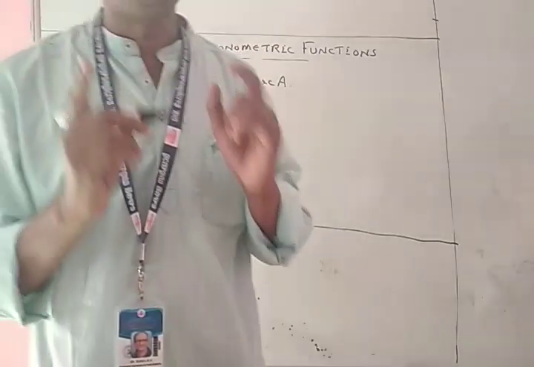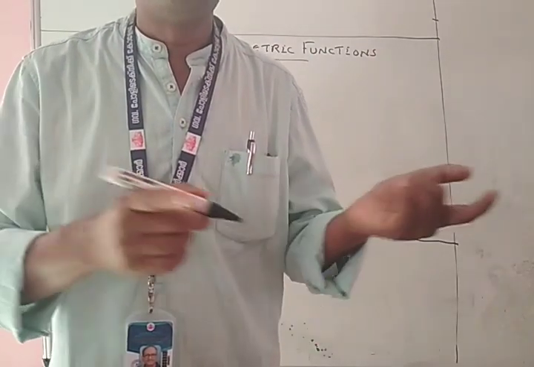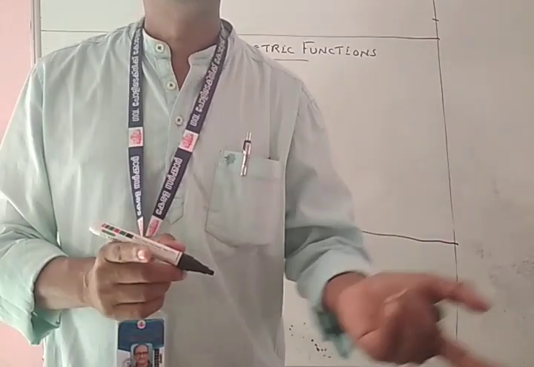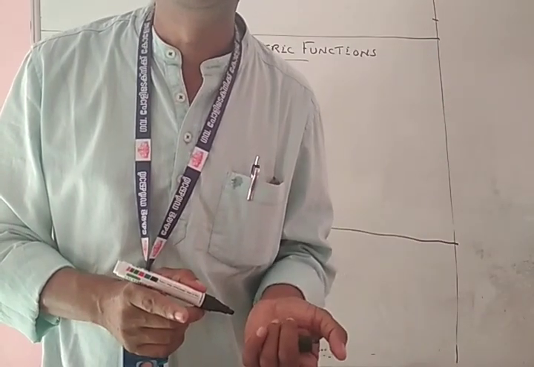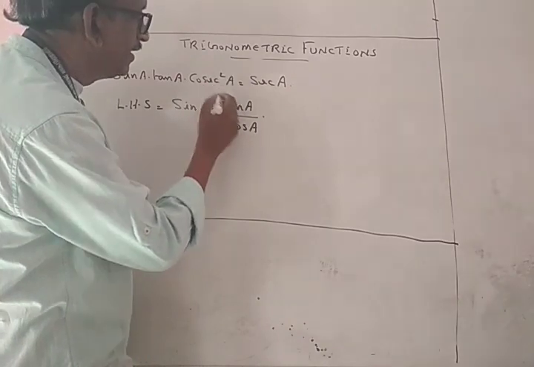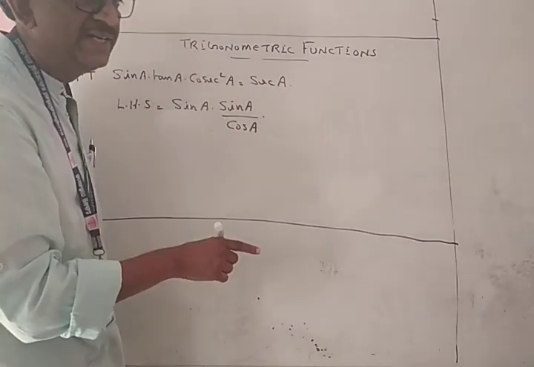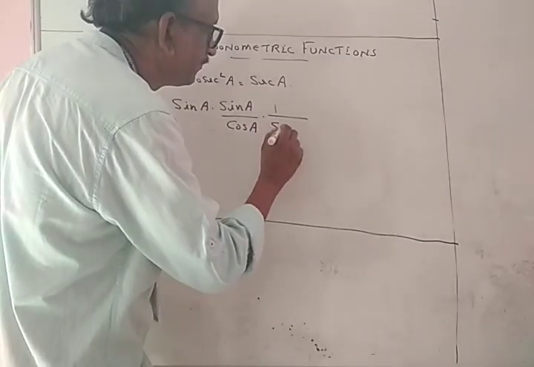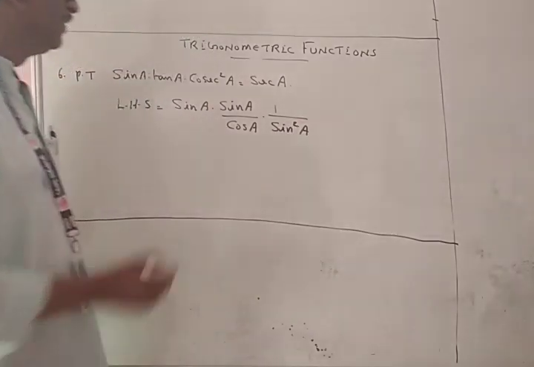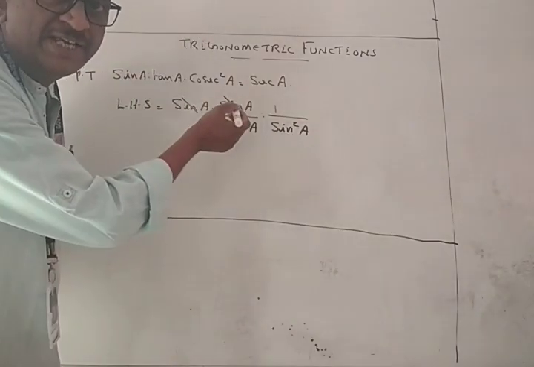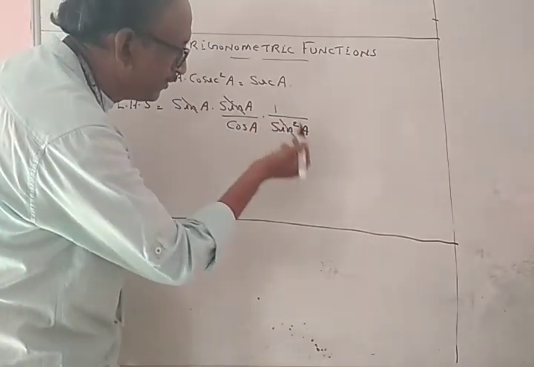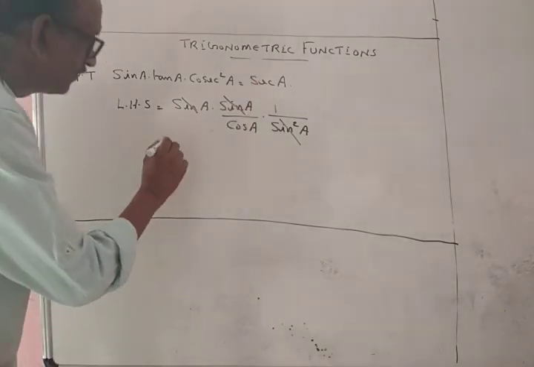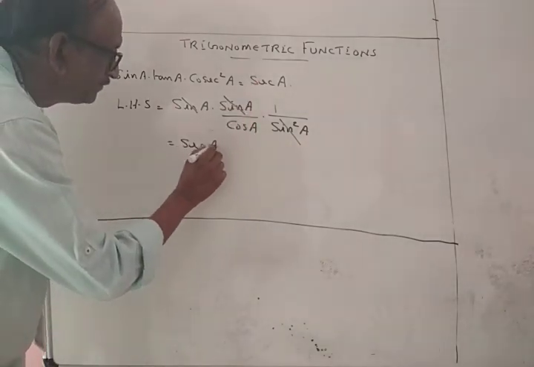Cosec squared. Cosec is the reciprocal of sine. Therefore, cosec A is 1 by sin A, or 1 by cosec A is equal to sin A. Therefore, 1 by cosec squared A is equal to sin squared A. Here cosec squared A, cosec is equal to 1 by sin A. Therefore, cosec squared A is equal to 1 by sin squared A. Sin A into sin A is sin squared A, and this sin squared A got cancelled. Then remaining 1 by cos A. 1 by cos A is equal to sec A. This is the right hand side.